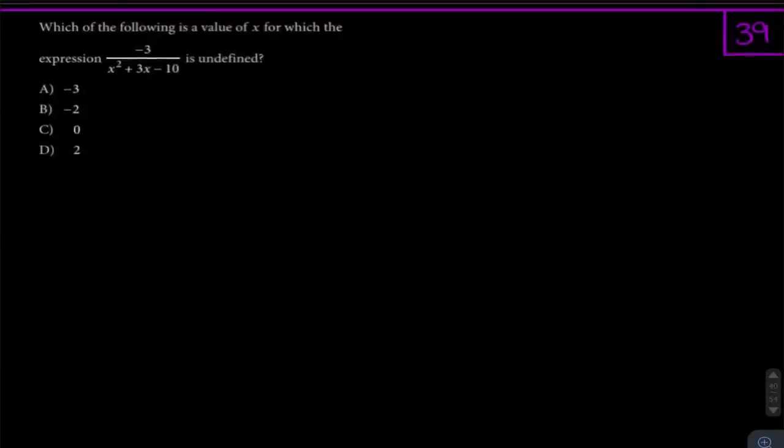Let's move on to problem 39. This one is a lot quicker. It says, which of the following is a value of x for which the expression -3 over x squared plus 3x minus 10 is undefined? So here we're looking for where our fraction is undefined. Where is a fraction undefined? Well, a fraction is going to be undefined where it has 0 in the denominator. So this is actually just going to be a problem of finding where the denominator is 0.